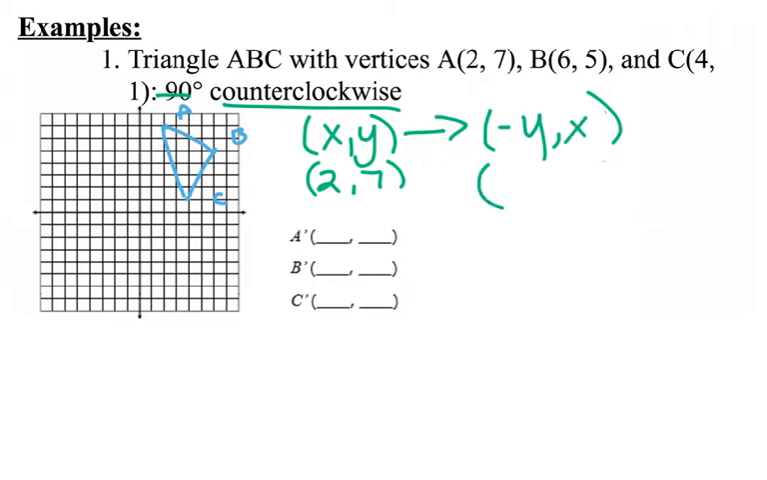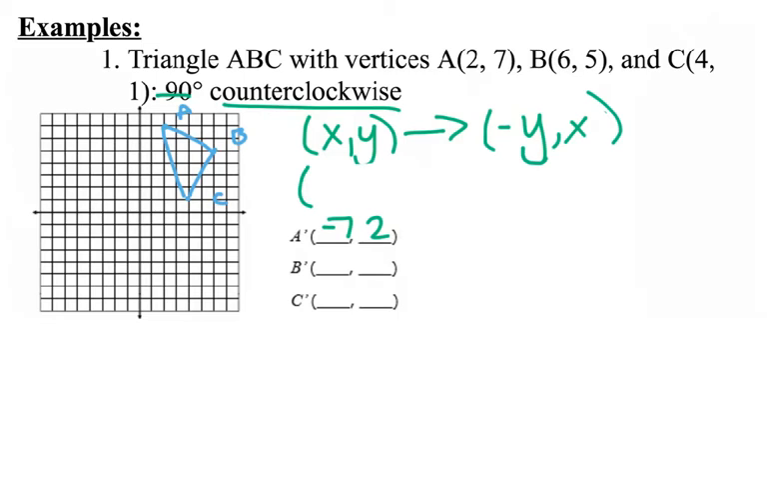Okay. So still, we're going to switch the coordinate points. And notice that the original y coordinate is the opposite. So the original y coordinate was 7. The opposite of a positive 7 is a negative 7. So now my new point is going to be negative 7, comma 2. Alright, and then we're going to do the same thing with the next one.